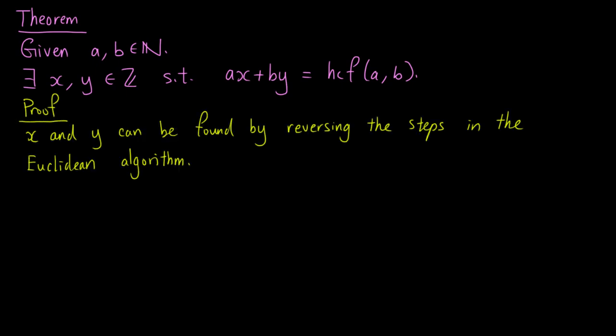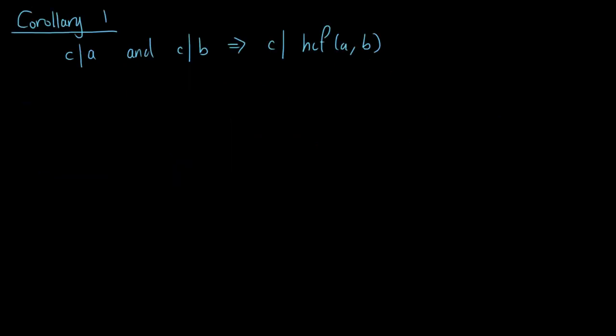The proof of this result is exactly the steps that we have done in the previous example, which is to reverse the steps in the Euclidean algorithm. This is called the extended Euclidean algorithm. This result is surprisingly useful, and there are two important corollaries, which we will present straight away. The first one is that if C divides A and C divides B, then C also divides the HCF of A and B. That means that whenever we have a common divisor of A and B, this common divisor must also divide the highest common factor.